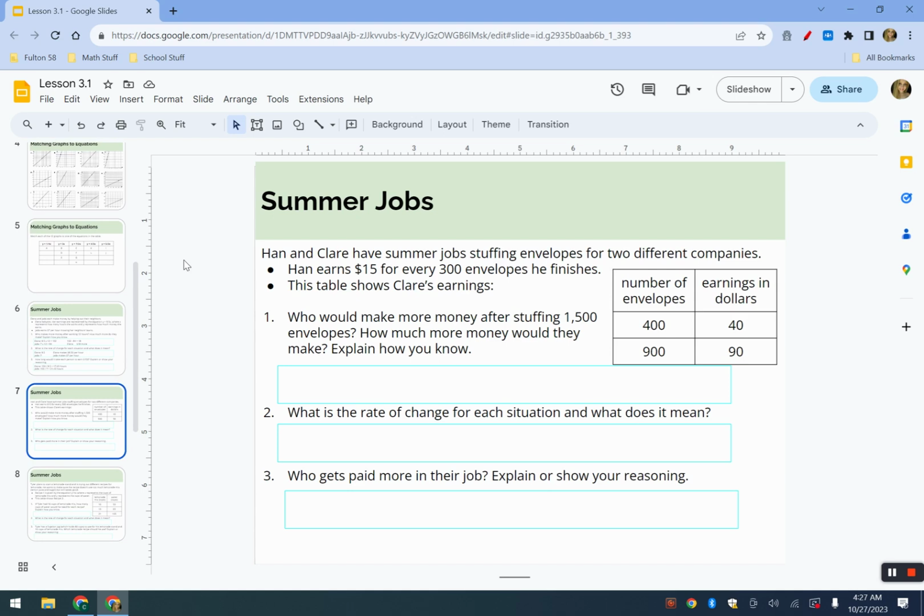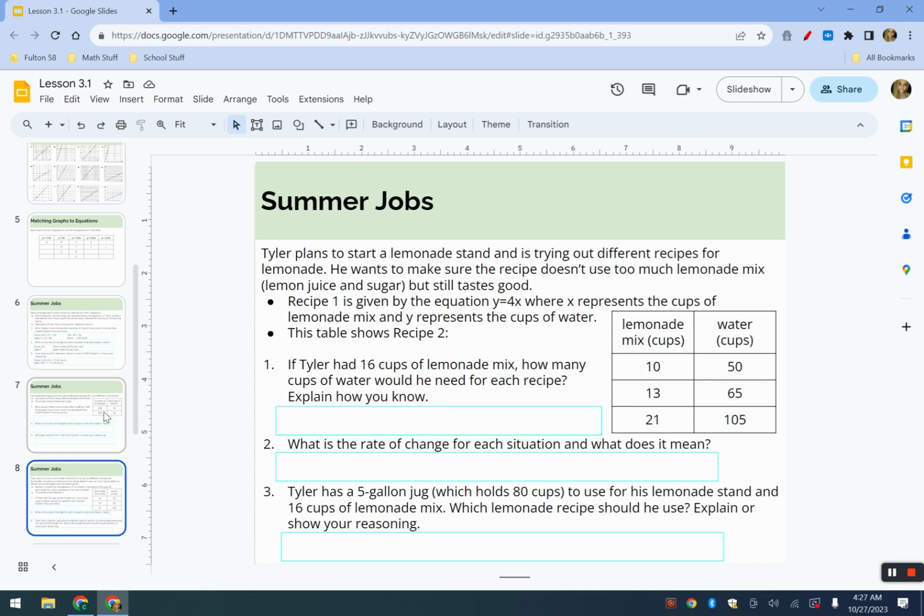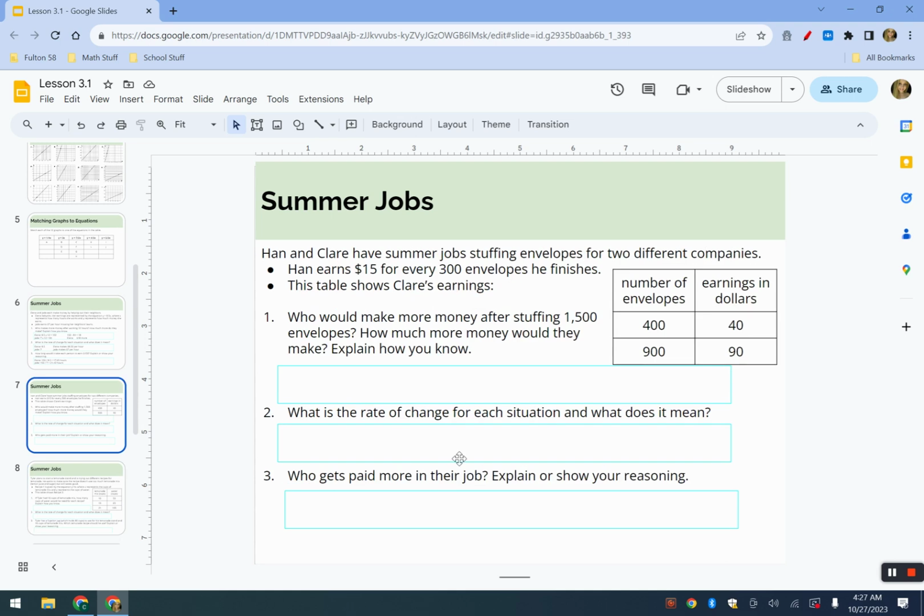Okay, so Han and Claire have summer jobs stuffing envelopes for 2 different companies. Han earns $15 for every 300 envelopes he finishes, and this table shows Claire's earnings. So if she stuffs 400 envelopes, she earns 40, 900 would be 90. So who would make more money after stuffing 1,500? How much more money would they make? What is the rate of change, and who gets paid more in their job? So go ahead, try this, and then come back once you're ready.